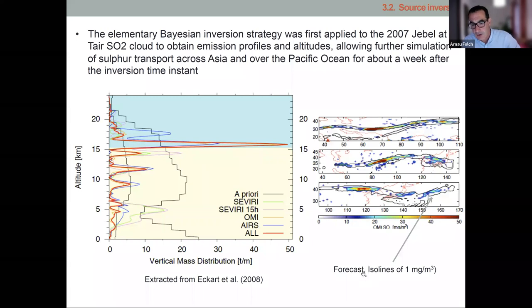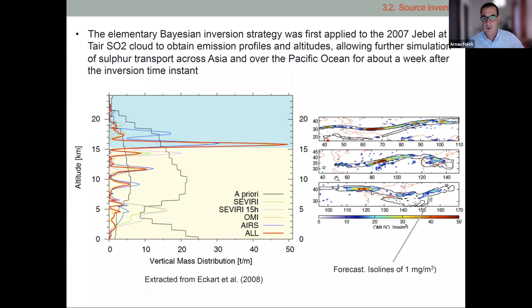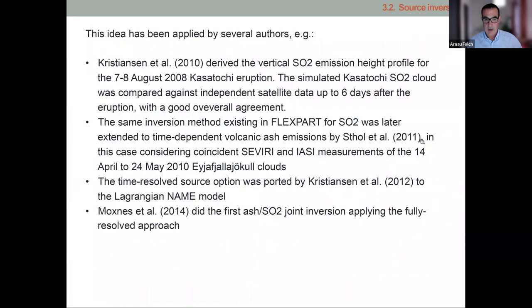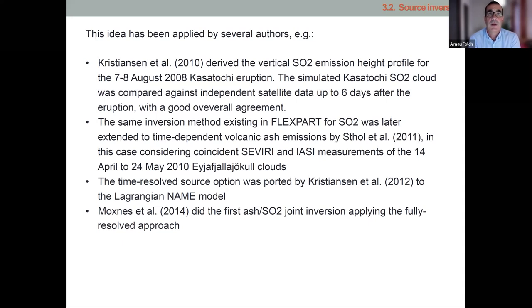This compares OMI observations, which are the color contours, with the model, which is the contour delineated by the black line at different time instances. And as you can see, when you do the source inversion, you get much better results, no? So this idea of applying the Bayes theorem and doing this elementary Bayesian inversion has been applied by many authors.